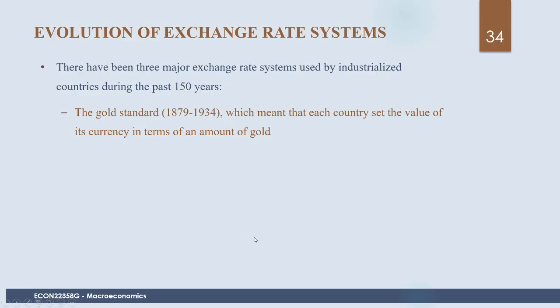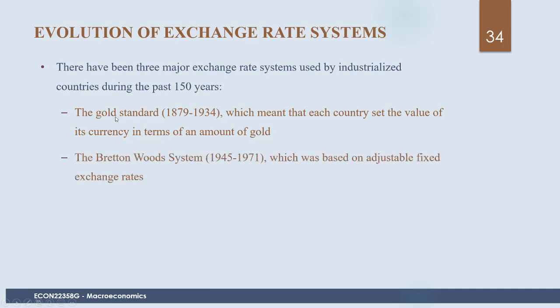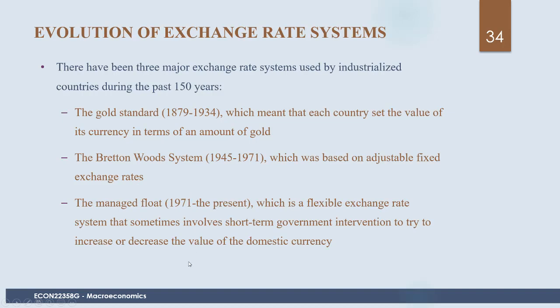So there have been three major exchange rate systems used by industrialized countries in the past 150 years. The gold standard was the way things were back in the late 19th century and early 20th century. It essentially meant that each country set the value of its currency in terms of an amount of gold. So basically everything was fixed to gold. The Bretton Woods system was based on adjustable fixed exchange rates. So they got rid of the gold standard after that.